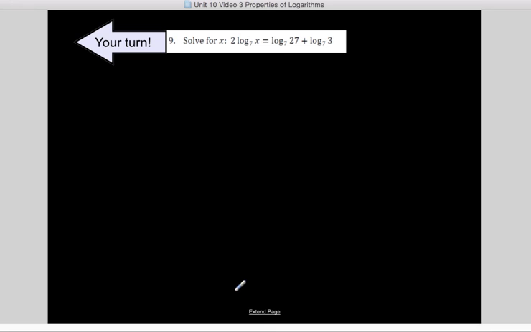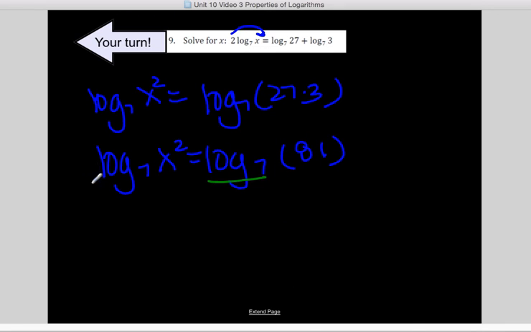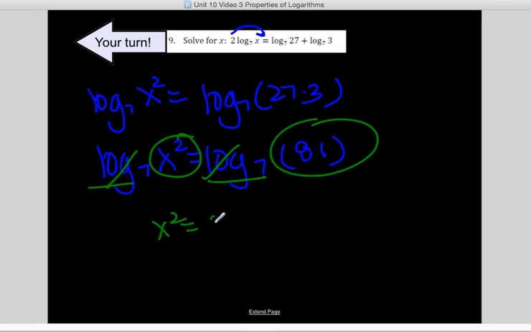First step, take it and put the exponents back. So I'm going to put this exponent back. So I would have log base 7 of x squared equals, and now here, I'm going to write it as 1 right away. It's addition, so I would rewrite it with multiplication, so it's 27 times 3. So I have log base 7 of x squared is equal to log base 7 of 27 times 3, which is 81. They are both log base 7, so I can ignore those and just take what's on the inside and set them equal to each other.